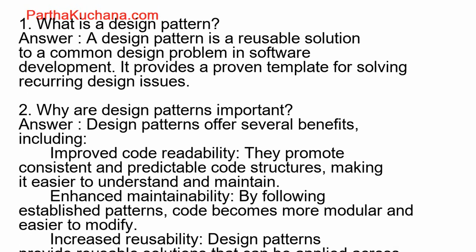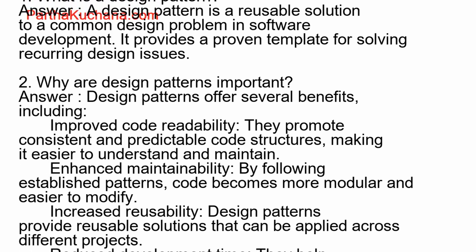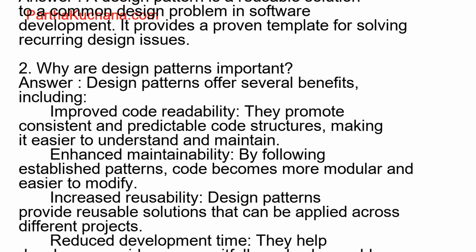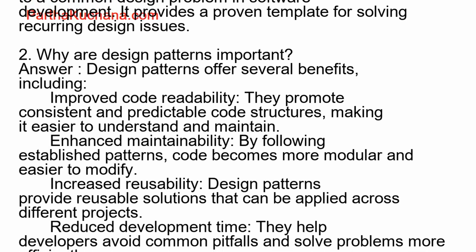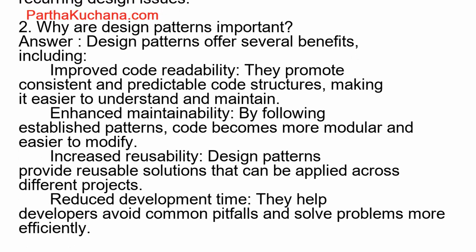3. Explain the singleton pattern. Answer. The singleton pattern ensures that a class has only one instance and provides a global point of access to it. This is useful when you need to control the creation and usage of a single object.